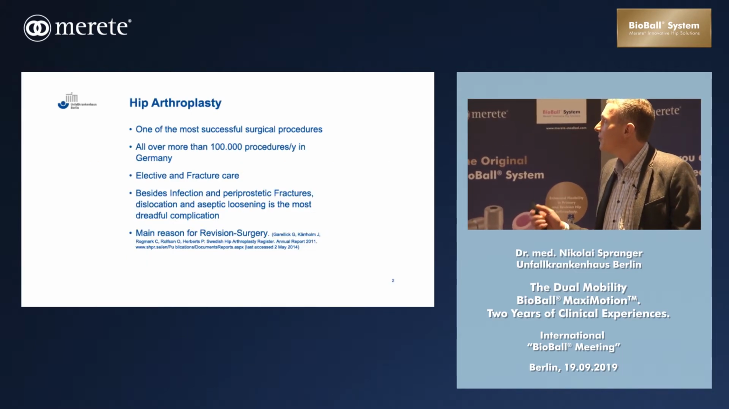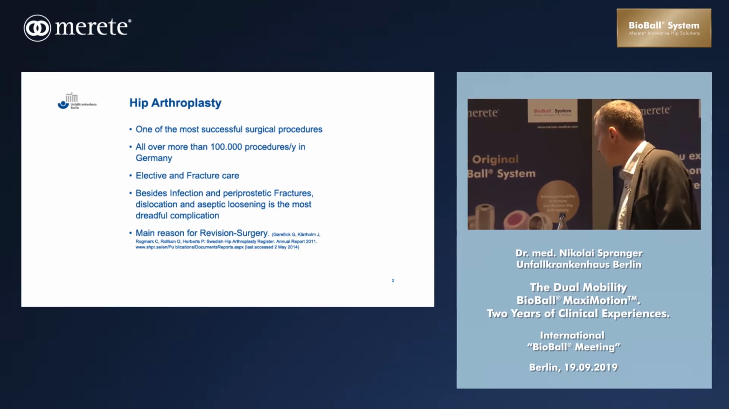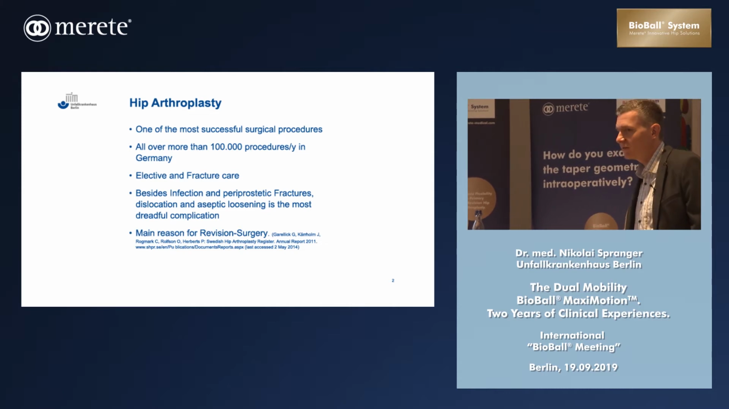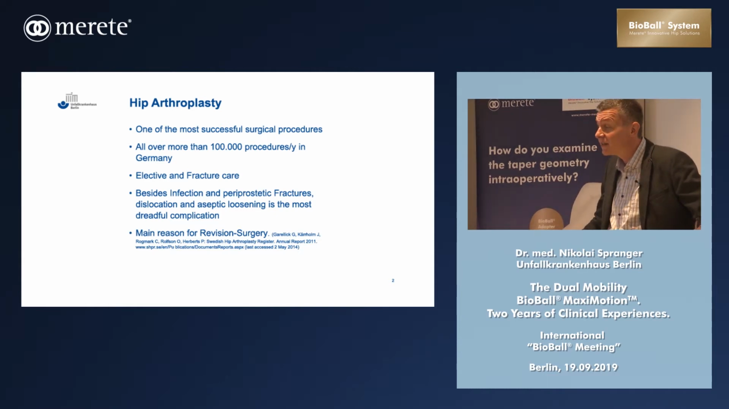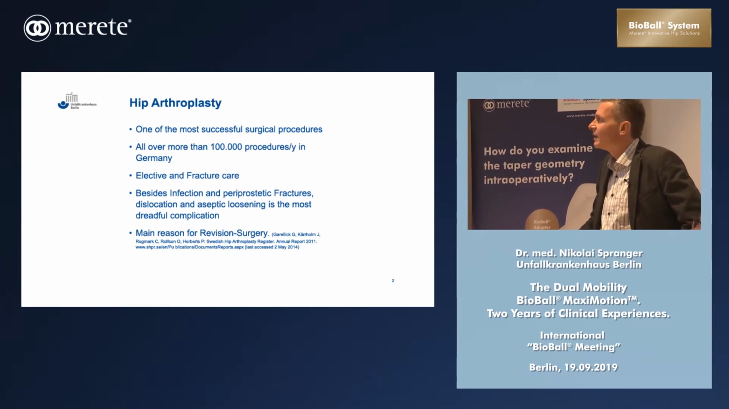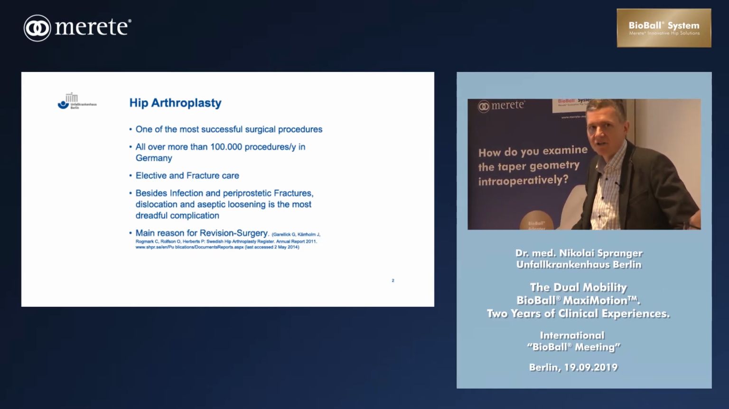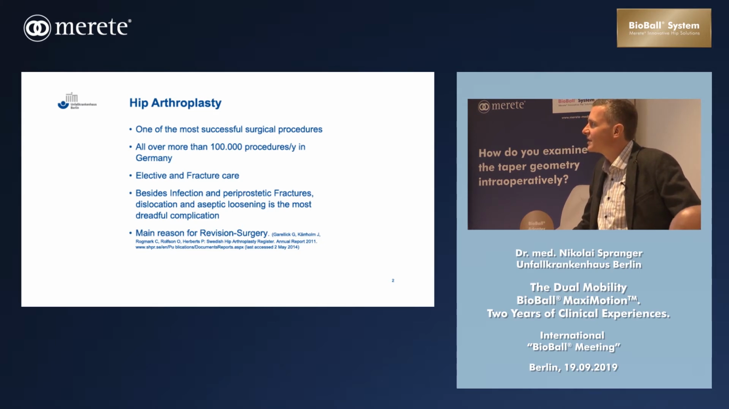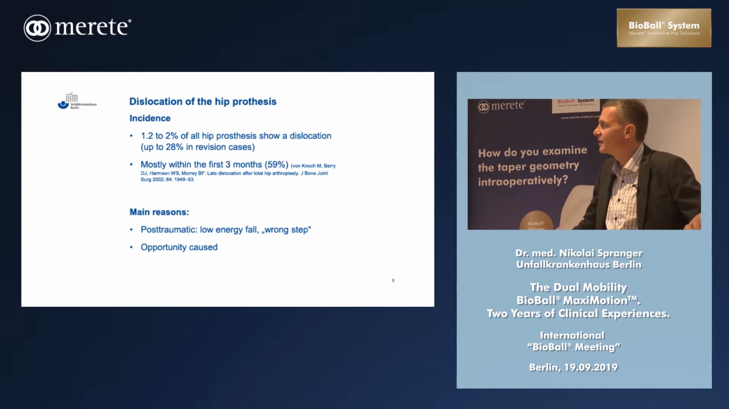So when we look at hip arthroplasty, it's one of the most successful surgical procedures, as you know, and we have more than 100,000 procedures a year only in Germany. We talked about the large numbers we still implant in Germany. We have elective and fracture care cases, and we have more fracture care, of course, in our hospital. Besides infection and prosthetic fractures, dislocation is the most dreadful complication, and the main reason for revision surgery is the dislocation of the hip arthroplasty.